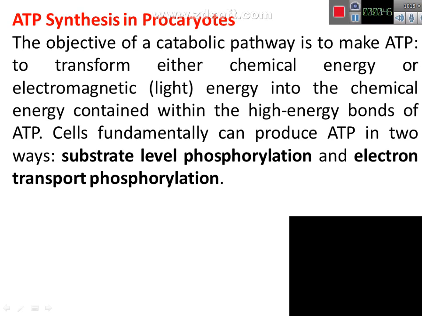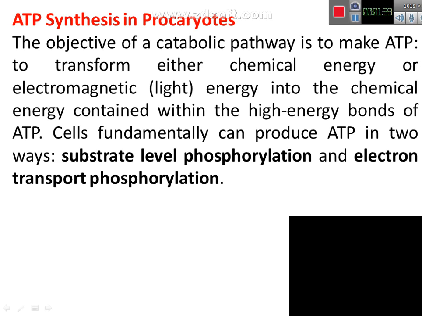in prokaryotes. So the objective of the catabolic pathway is to synthesize or to make ATP. How is ATP made? ATP is usually synthesized by the phosphorylation process or through the electron transport phosphorylation process. So ATP is to transform either chemical energy or electromagnetic light energy, usually in photosynthesis or the photophosphorylation process, the light energy is converted into chemical energy, and this chemical energy is stored in the high energy bonds of the ATP molecule.